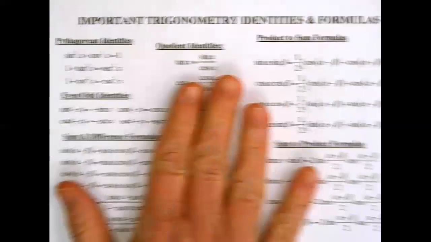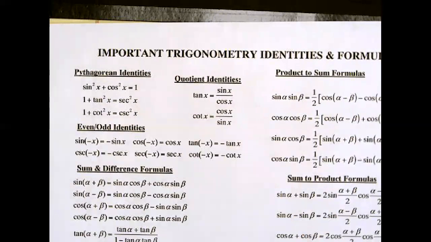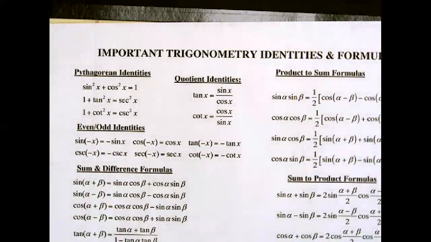First of all, everybody needs this piece of paper. It says important trig identities and formulas. Does everybody have that out? Are we ready?